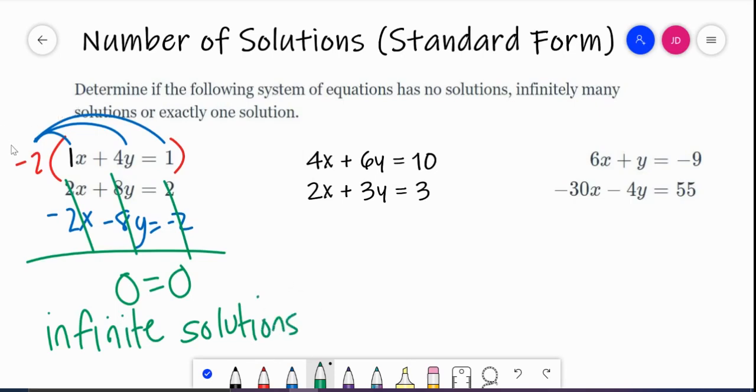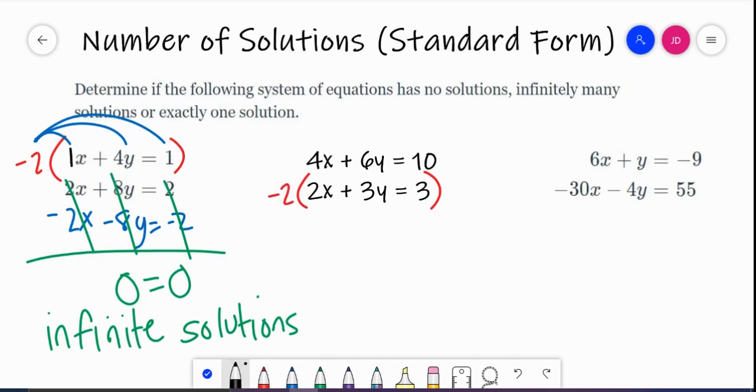So I basically multiplied this top equation by a number and got it so everything cancels. And if everything cancels, you have infinite solutions. Let's look at the next one. You can't add or subtract these to eliminate. But 2 does go into 4 how many times? Twice, right? And I want to eliminate it, so I'm going to multiply it by -2.